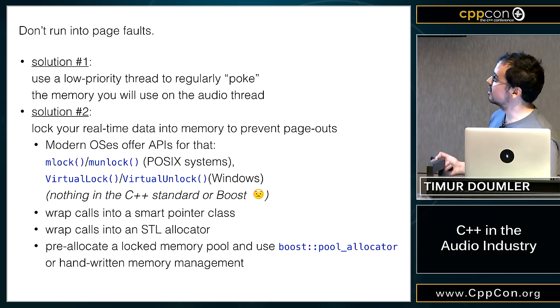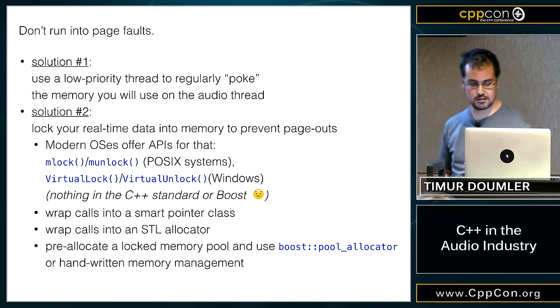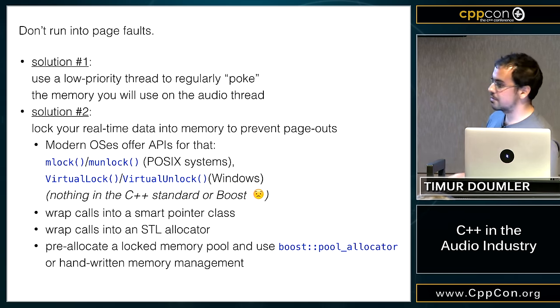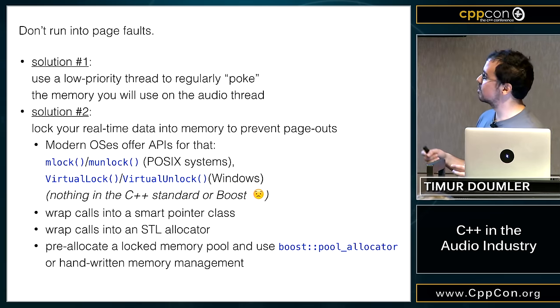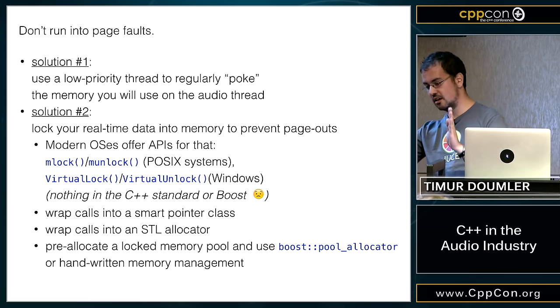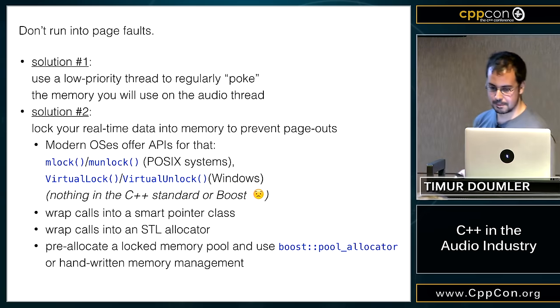Unfortunately, there's nothing in the C++ standard or in Boost for that, so you have to rely on platform-specific things. And also, probably you don't want to call that yourself, but you want to wrap that into some kind of smart pointer, or you want to write your own STL-compatible allocator for that. And it's really tricky to do, so probably what's better is actually to have some kind of pre-allocated memory for your application, which is locked into memory, and then you need some kind of custom heap management to do that.